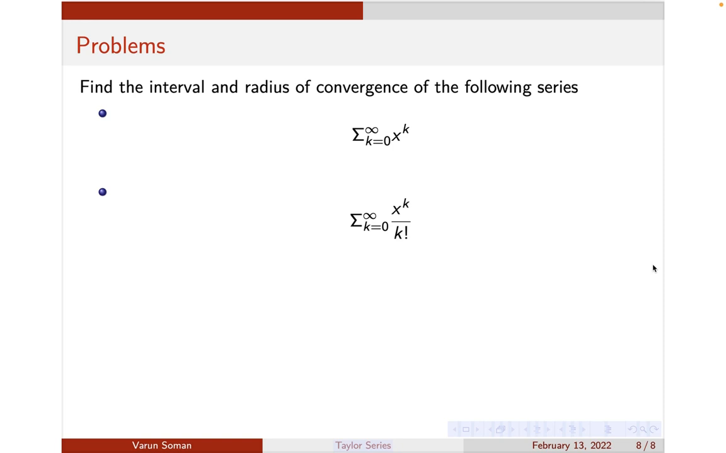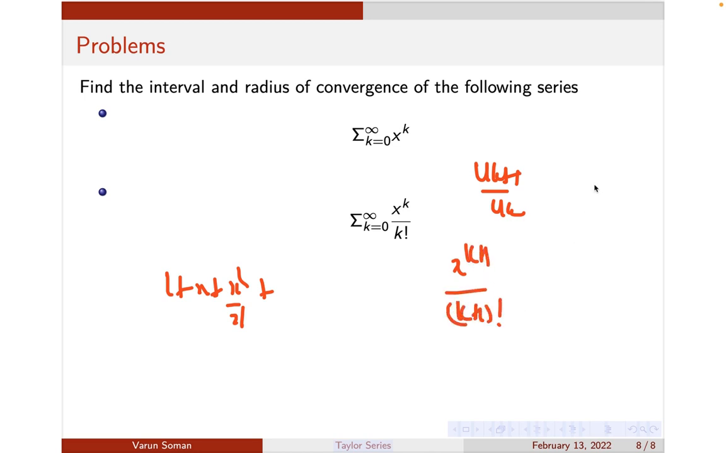Okay, look at this series here, x raised to k by k factorial. Forget about power series and everything. Your series is 1 plus x plus x square by 2 factorial plus etc. So look at u_{k+1} by u_k. What is your u_{k+1}? Your u_{k+1} is x raised to k plus 1 by k plus 1 factorial. What is your u_k? Your u_k is x raised to k by k factorial. So when you take u_{k+1} by u_k, it will be x raised to k plus 1 by k plus 1 factorial, into k factorial by x raised to k.